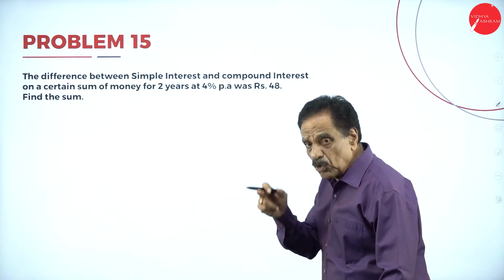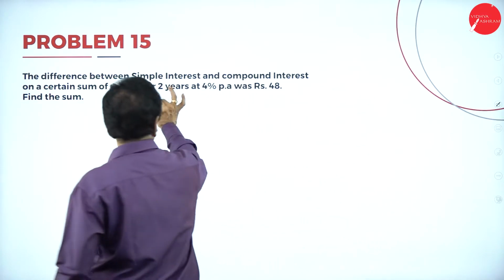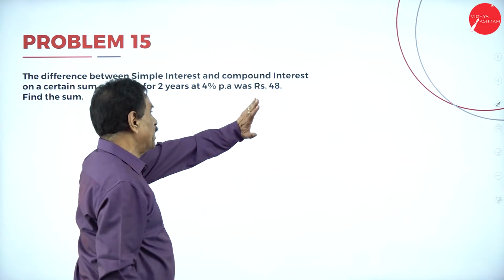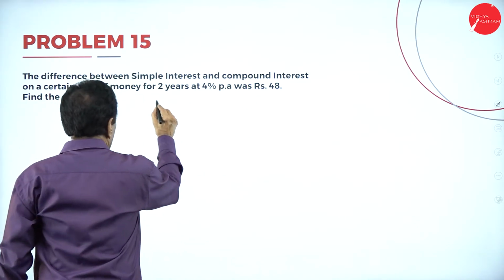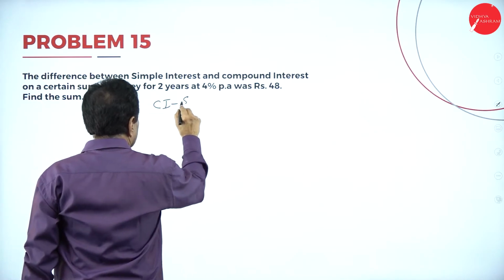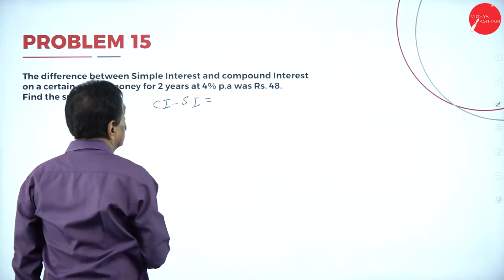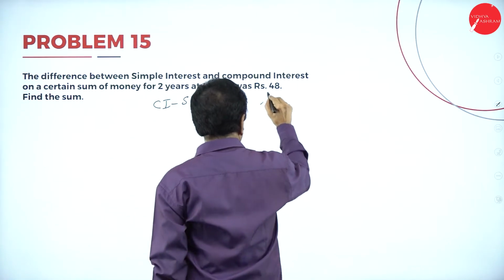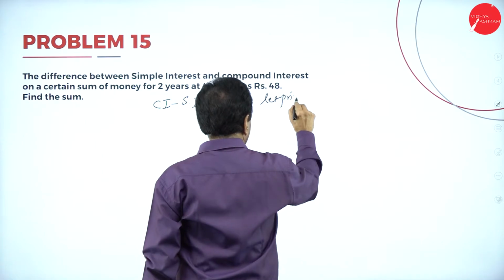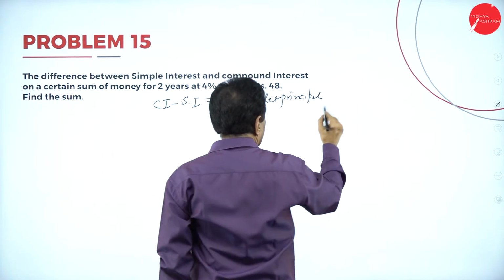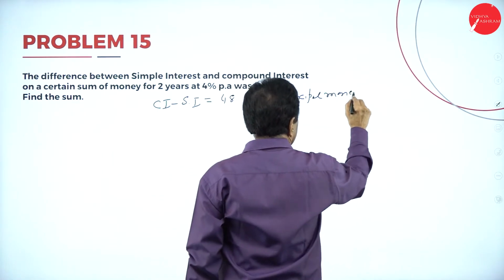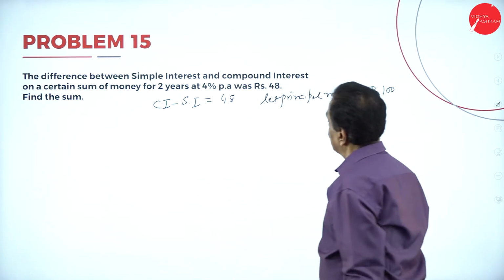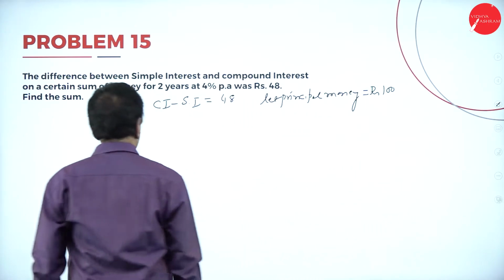Same thing. We'll do one more problem. The difference between simple interest and compound interest for a certain sum of money for 2 years at 4% per annum was 48. So compound interest minus simple interest is equal to 48. Let the principal money be rupees 100.